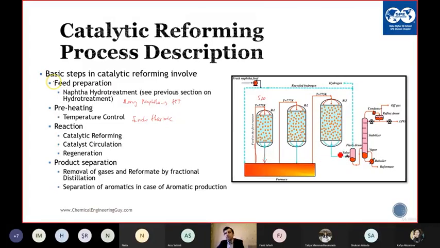And then of course it's the same for all plants or units. You always have the product separation after the reactions, which we call the stabilizer. The product is the reformate, and from the top the gases leave, where you cool them down. When you cool it down, you get C3, C4, LPG in a liquid phase, and the gases are C1, C2, which are sent to the refinery fuel gas system.